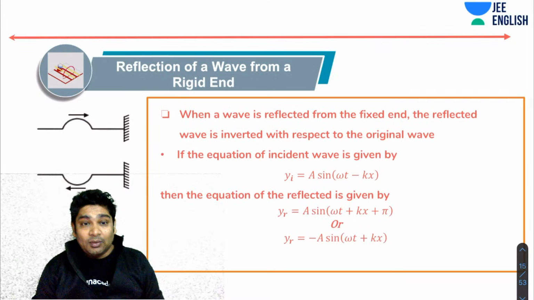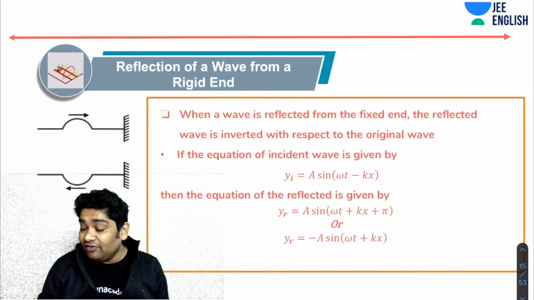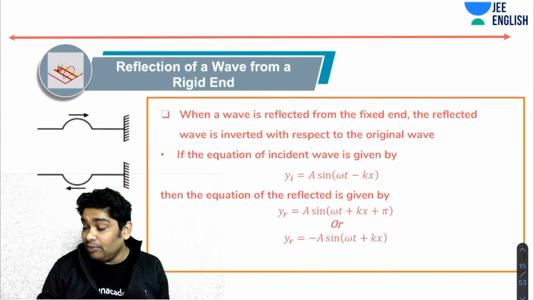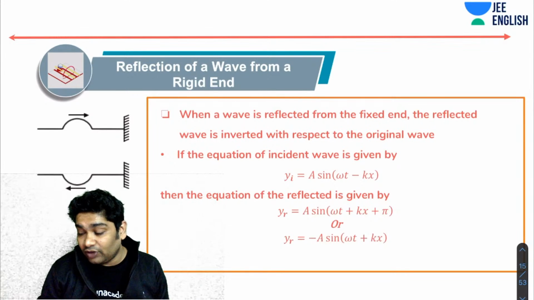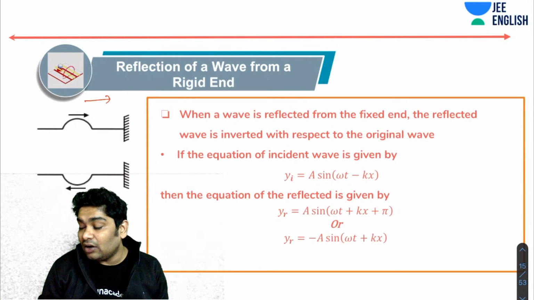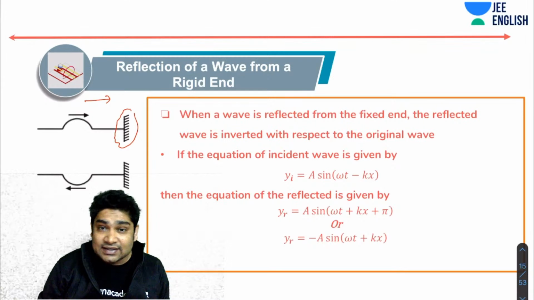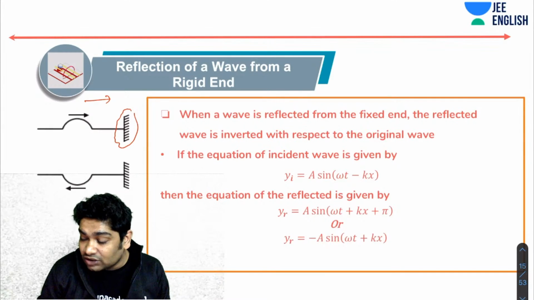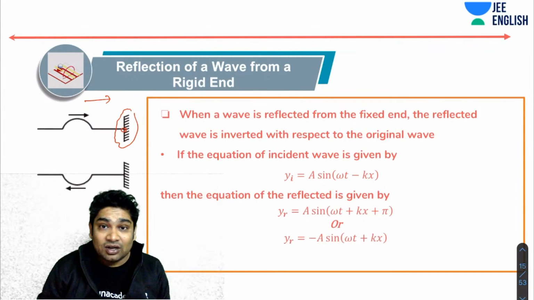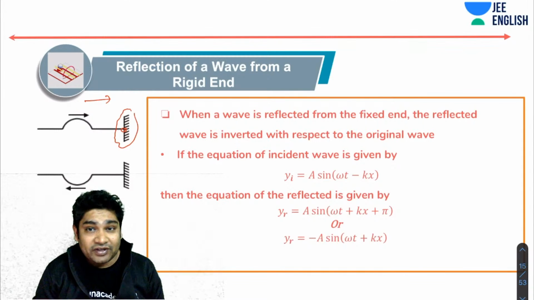First we'll talk about the reflection of a wave from a rigid wall. If you have a wave which is incident and moving in a medium, for example the string here, and it encounters a rigid boundary. So what is a rigid boundary? A rigid boundary is something which does not move. This end is never going to move. It is fixed. So this is called a rigid boundary or a fixed boundary.